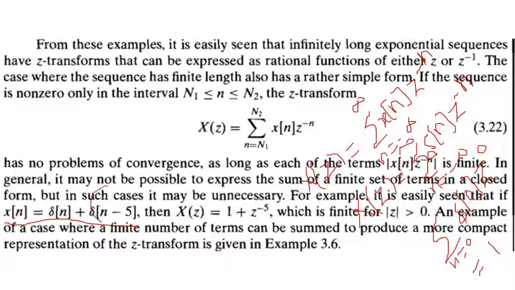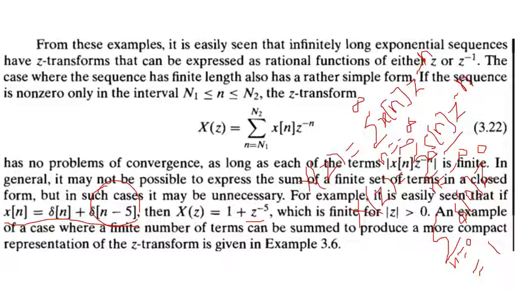Whereas for delta of n minus 5, the Z transform will be z raised to power minus 5. Simply substituting delta of n minus 5, the sequence will be defined for n equal to 5. So putting n equal to 5, we will get z raised to power minus 5.